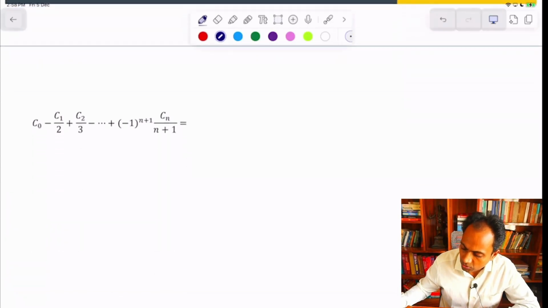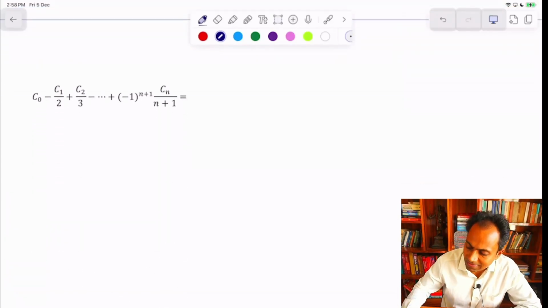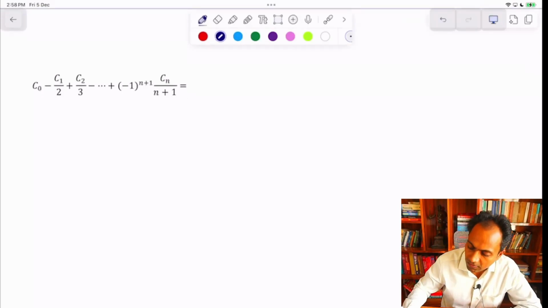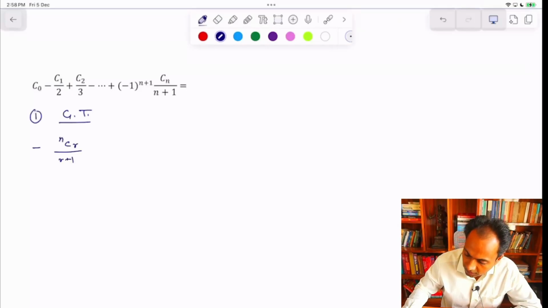Let us take one more question. What happens if there is a minus sign in between? The plus minus alternate plus minus signs are there. Again, we can follow the same 4-step process. In the first one, I am going to write general term. That will become nCr by r plus 1, but you also have minus 1 raised to the power r.